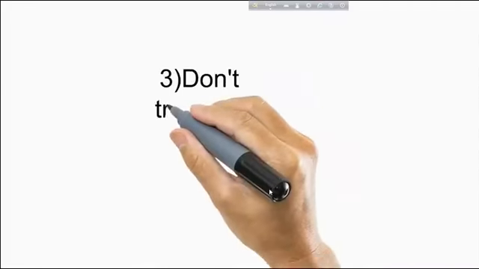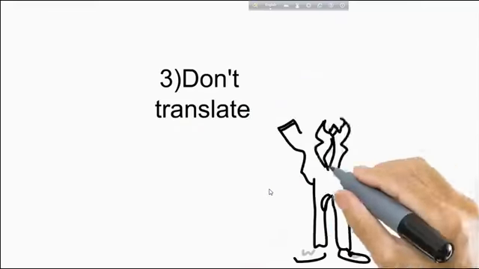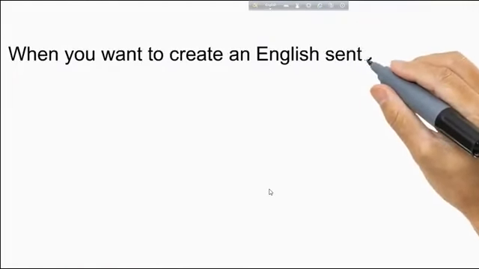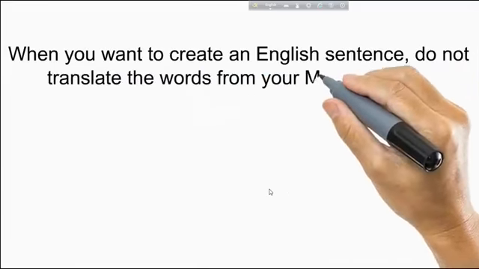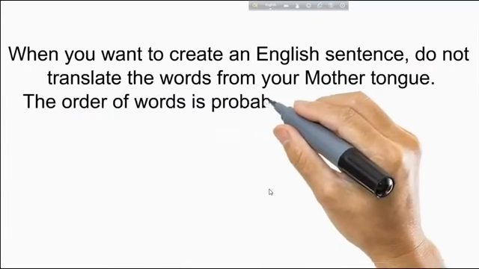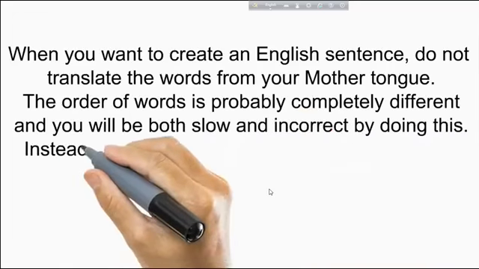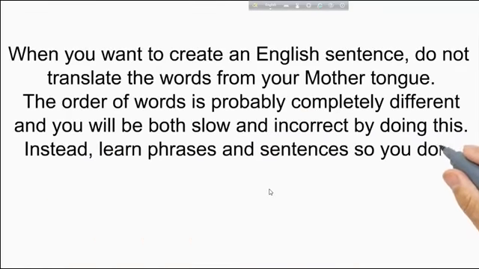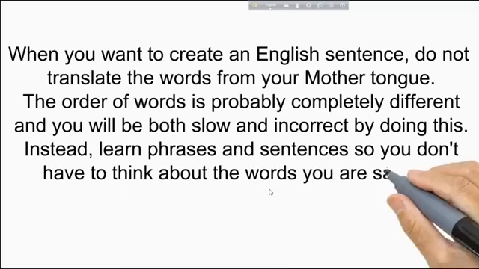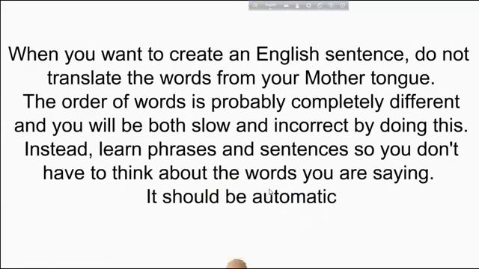The rule number three is don't translate. When you want to create an English sentence, do not translate the words from your mother tongue. The order of words is going to be completely different and you will be both slow and incorrect by doing this. Instead, learn phrases and sentences. You don't have to think about the words and order; it should be automatic.